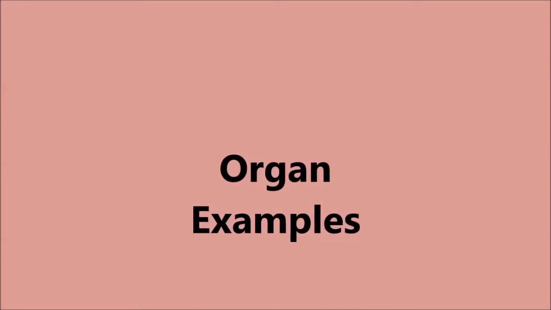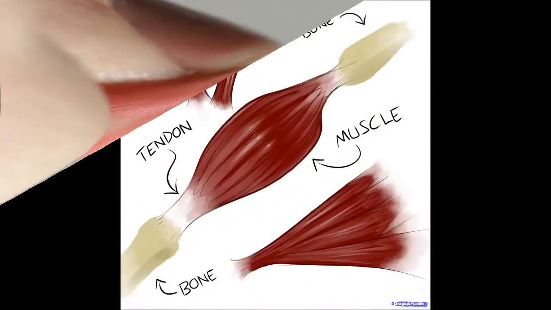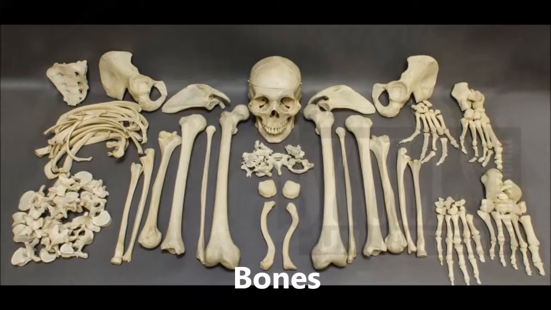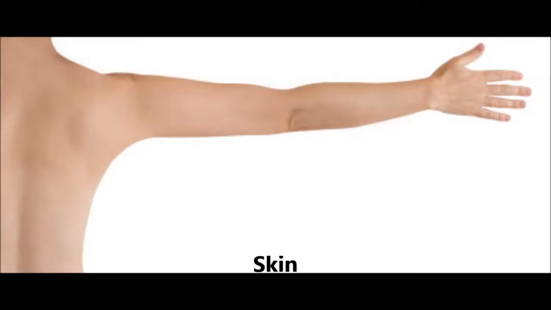So now we have some organ examples. Blood is not really an organ, but for the sake of this slide, we're placing it there. The next thing we have are the muscles. They are considered organs, and they come in many shapes and sizes. And then we have the individual bones. They're not a skeleton yet, they're just the bones. And then next is an example of skin in the arm.